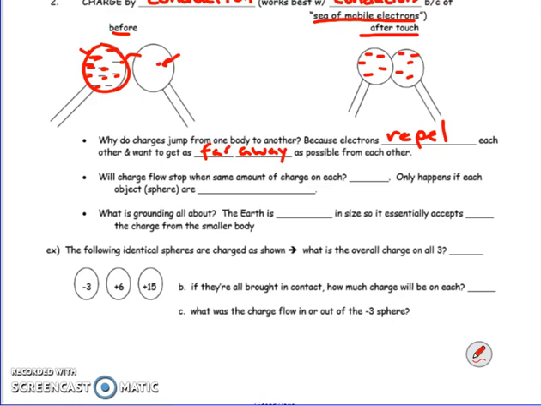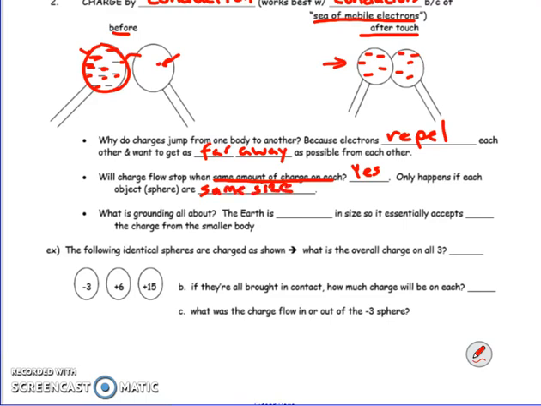goes on a body. So one assumption students make is, will charge flow stop when the same amount of charge is on each? That's what I drew here. And the answer is sometimes. So I'm not going to write sometimes. I want to put yes. But that only happens if each object, in this case the spheres, are the same size.